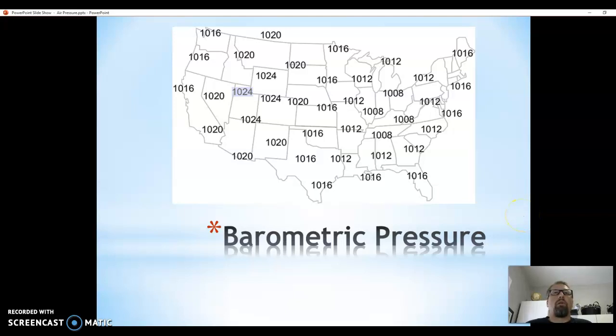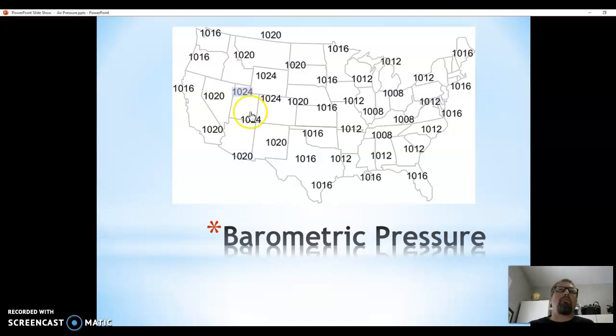When we look at barometric pressure, we can look at a map like this. If we looked at various locations around the United States in this example, we would be able to record all of the places where there's barometric pressure. Now here the numbers are nice and simple. They're nice whole numbers, no decimals, and a lot of them are the same. In reality, it's going to look a lot more confusing than this.